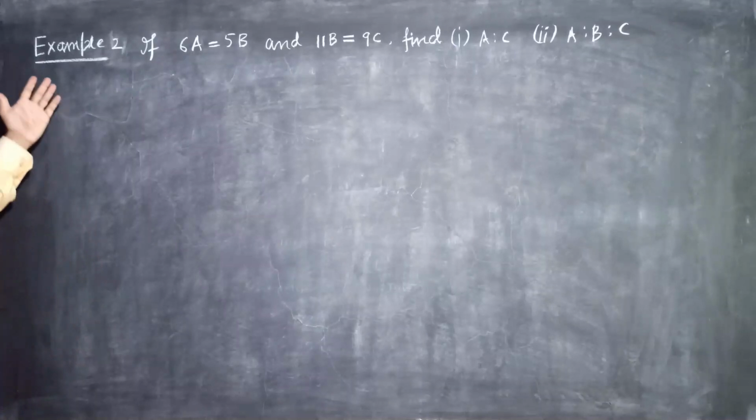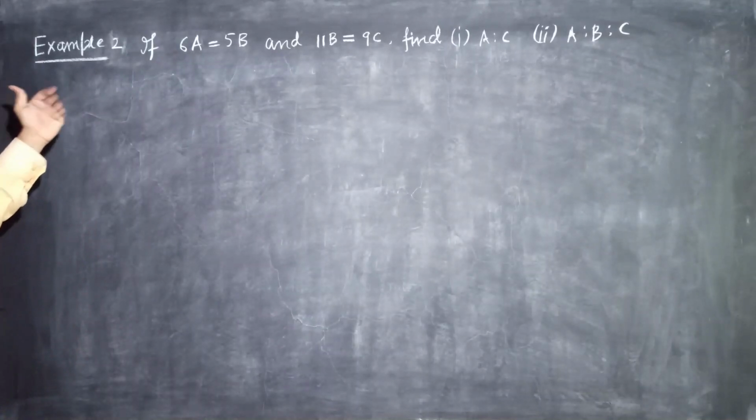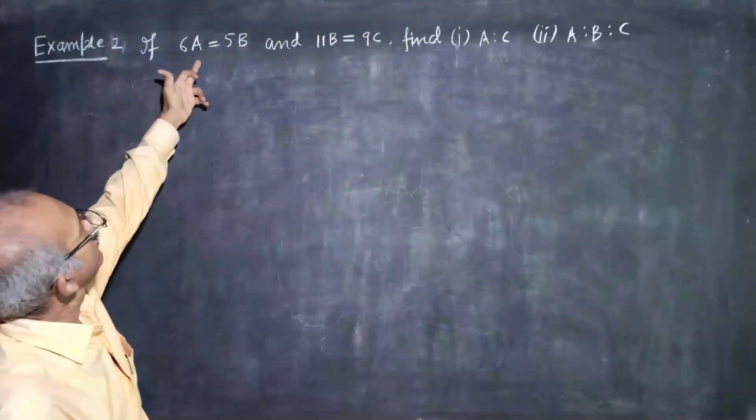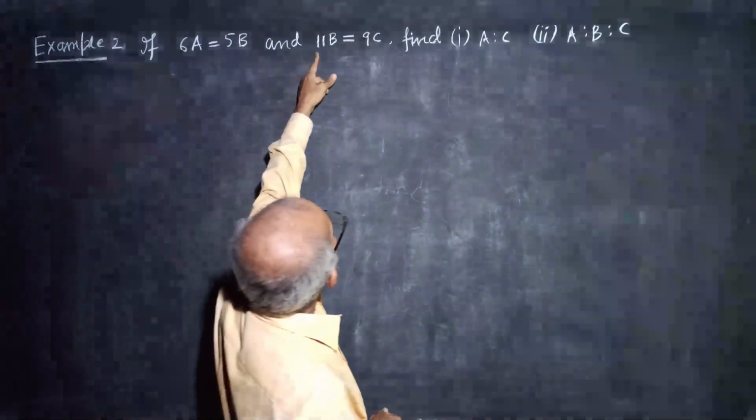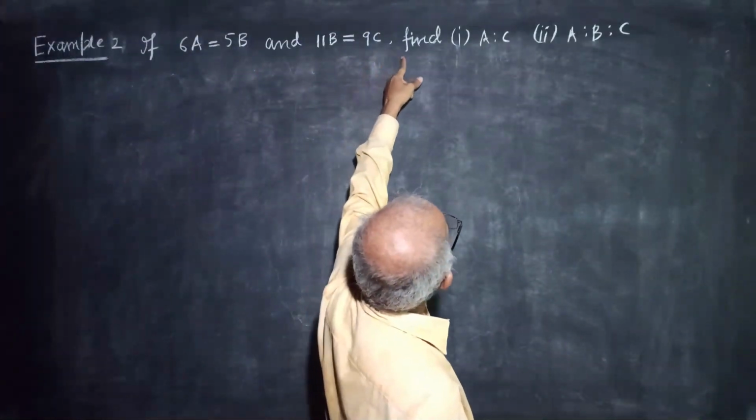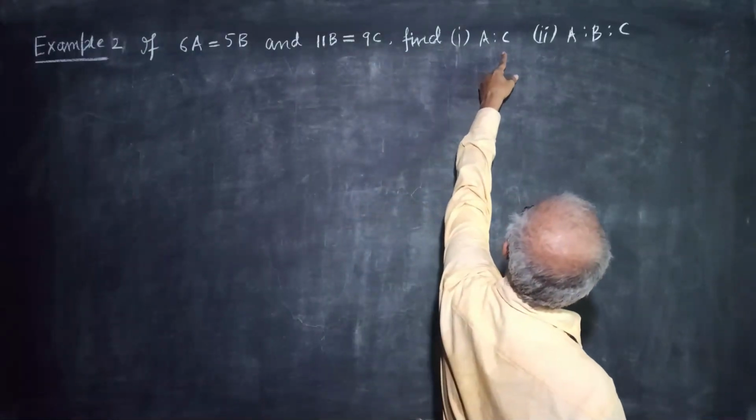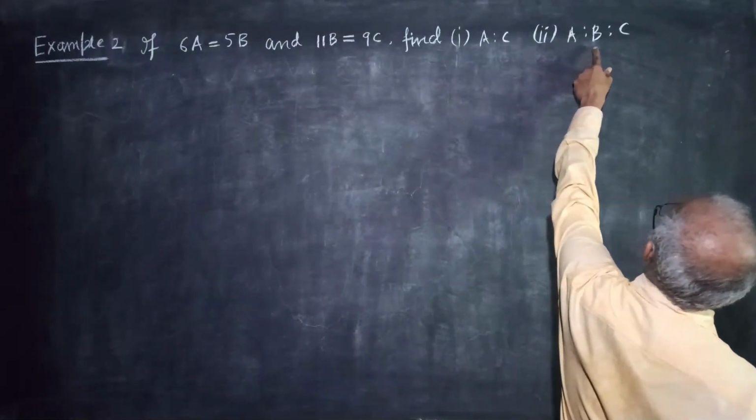Now, we shall solve example 2. If 6a is equal to 5b and 11b is equal to 9c, find 1. A is to c, 2. A is to b is to c.